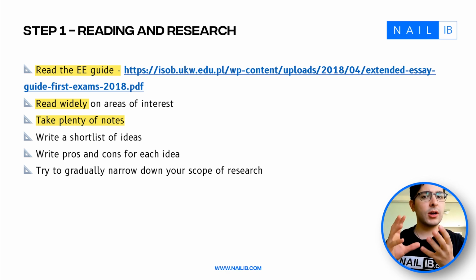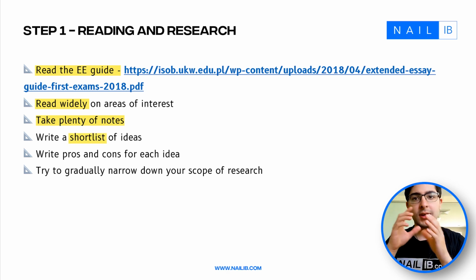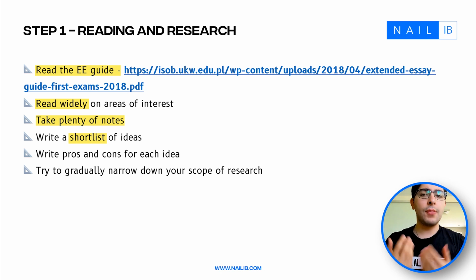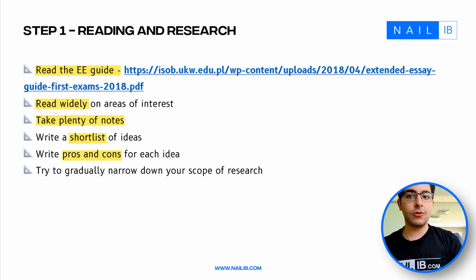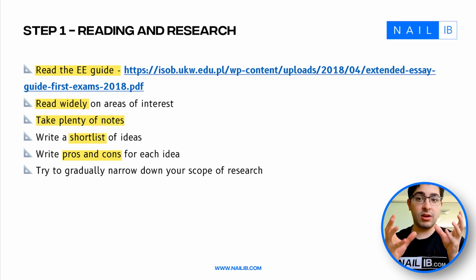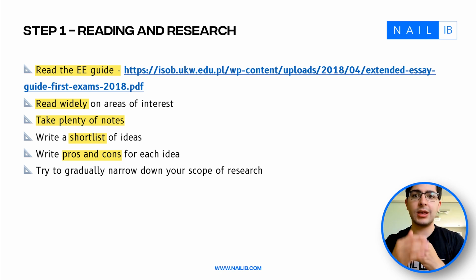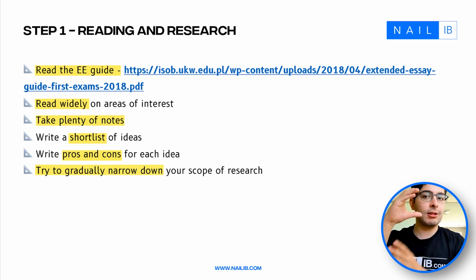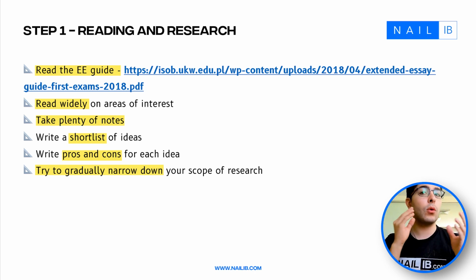Then what I want you to do is to write a bit of a short list. Once you've figured out a bunch of ideas, try to narrow it down to maybe a top 10 list of different topics that you could cover. Then for each idea, write some pros and cons. One might be a really interesting idea, but you can't really think of an approach for an essay, or it might be too complicated, or it might be too simple, anything like that. Write pros and cons for each individual idea or topic in your shortlist. Then gradually narrow down that list to something more and more specific as you start getting a better idea of what you think will work and what won't work.